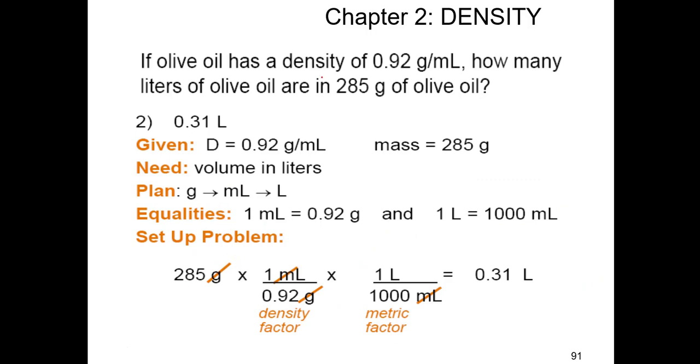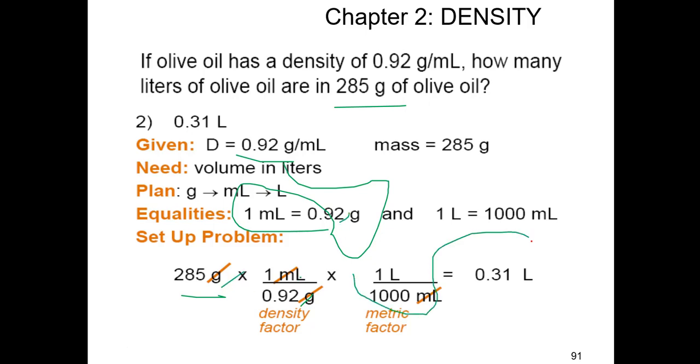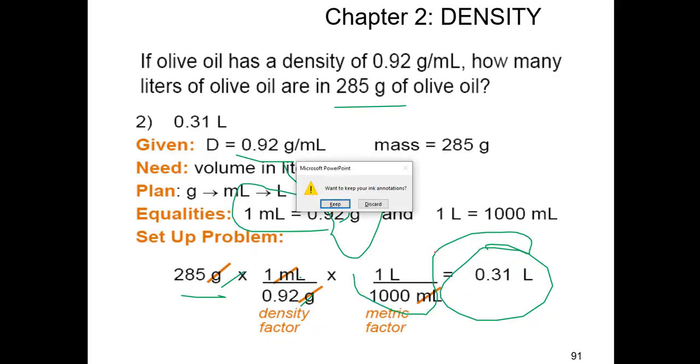Here's another problem. Starting value is 285 grams. We turn the density into an equality. And then we put the unit on the bottom that cross cancels. The other unit goes on top. And then we have to convert it into liters. So that concludes our commentary of the slides, finishing density.